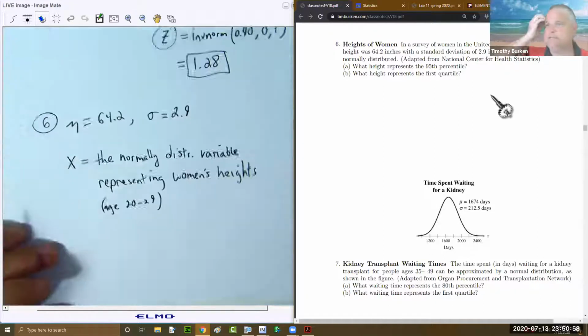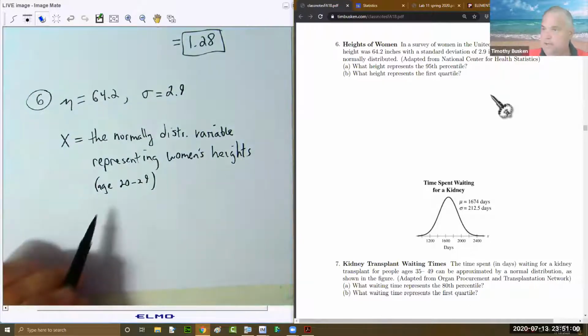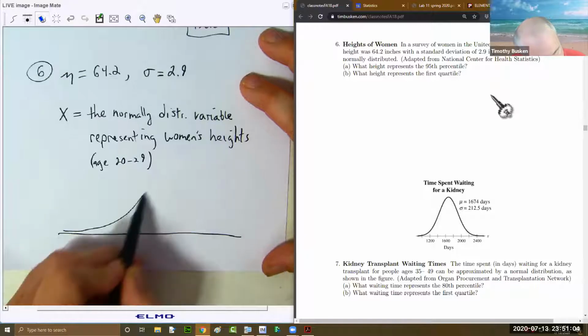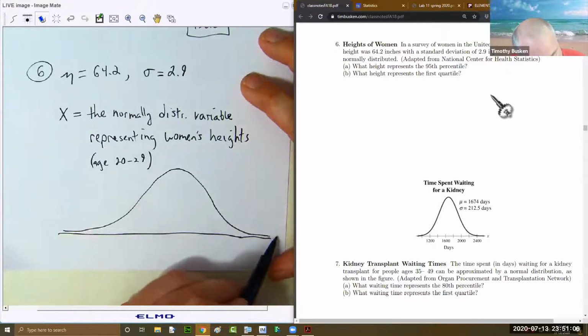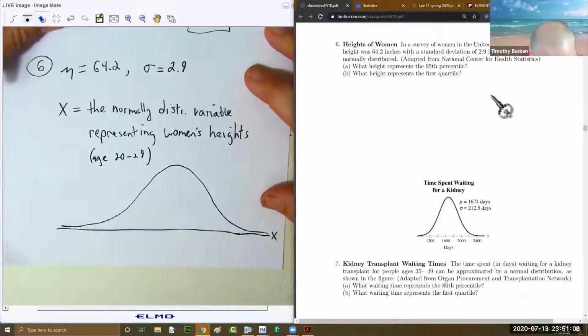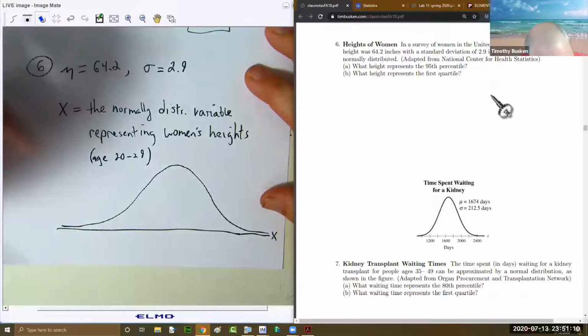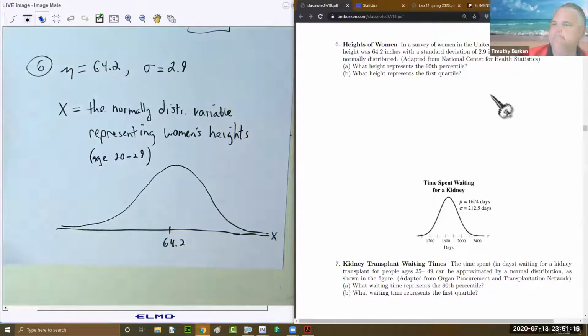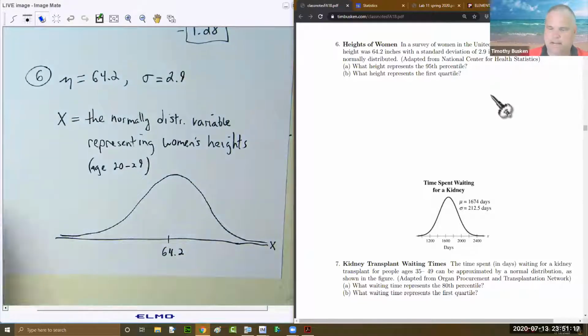In the context of this problem, x is this variable here. We've got a picture of the distribution of x, of heights, and we know that it's centered at 64.2. Okay, so now when we do part A, what height represents the 95th percentile?